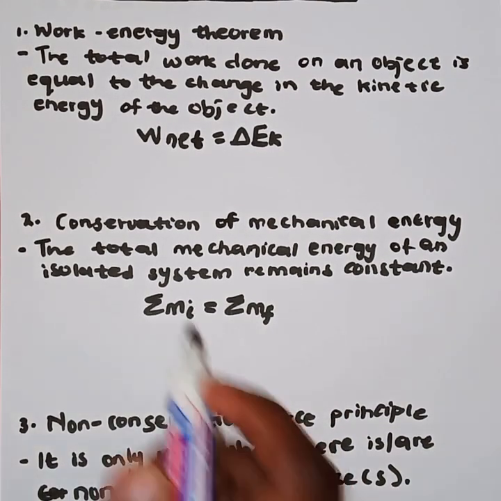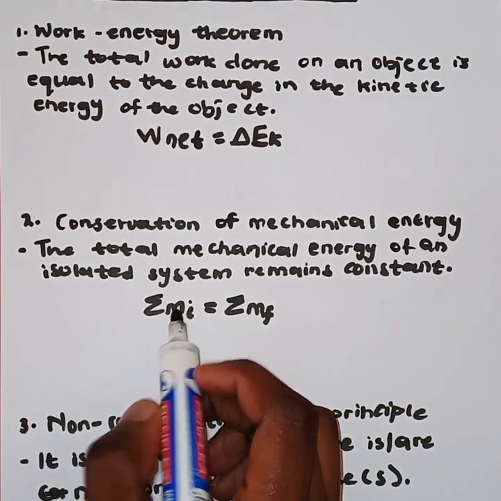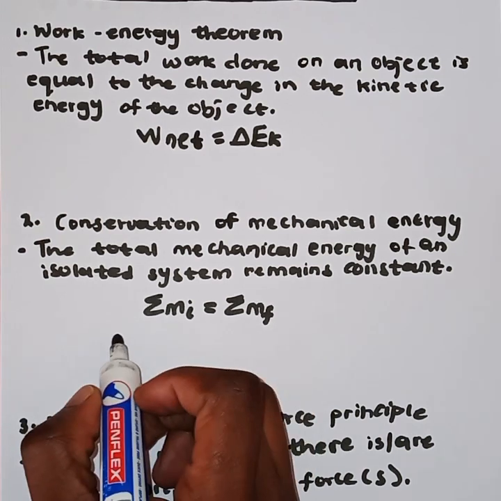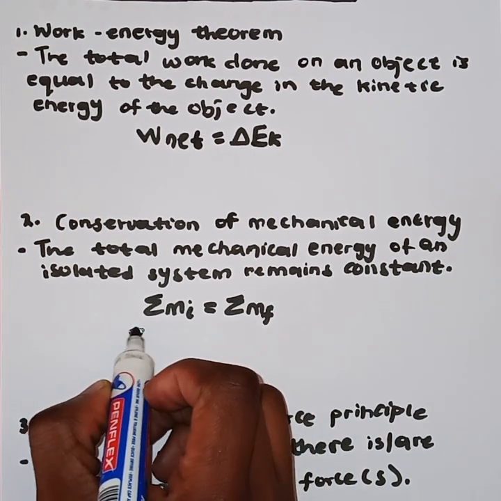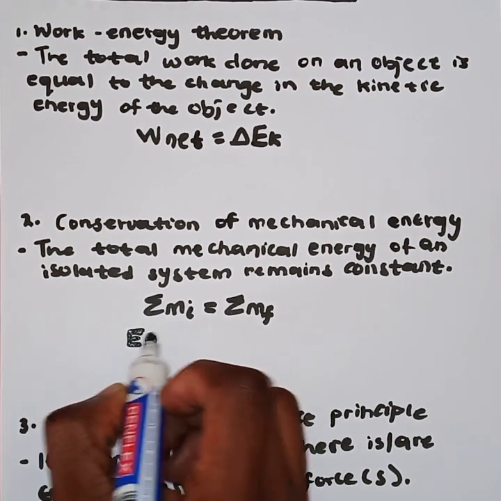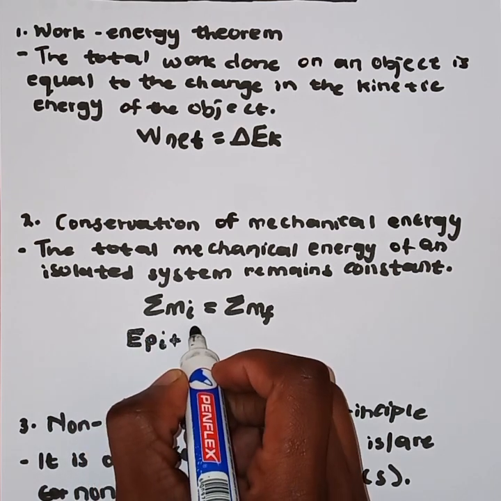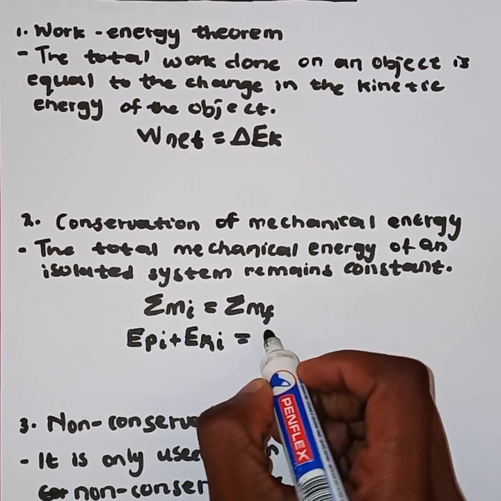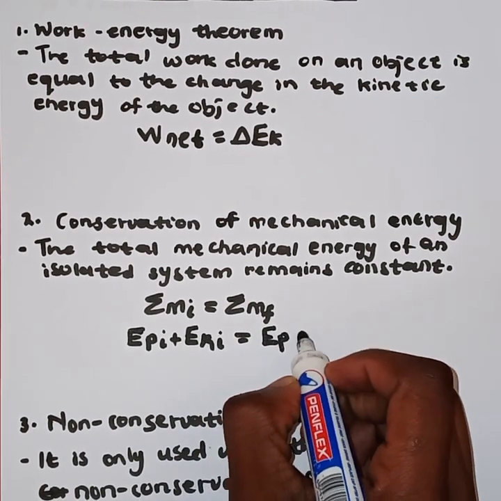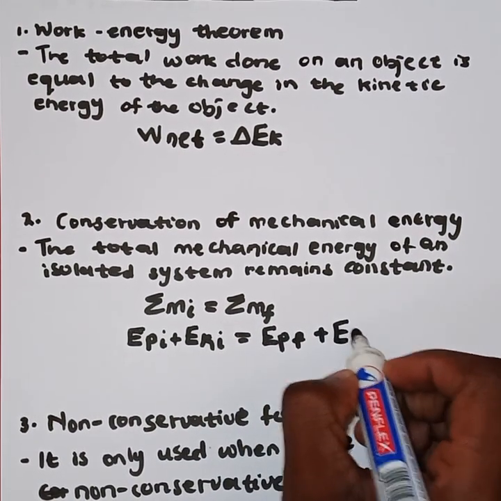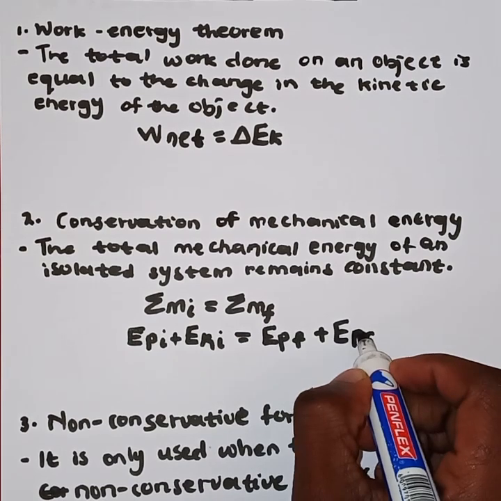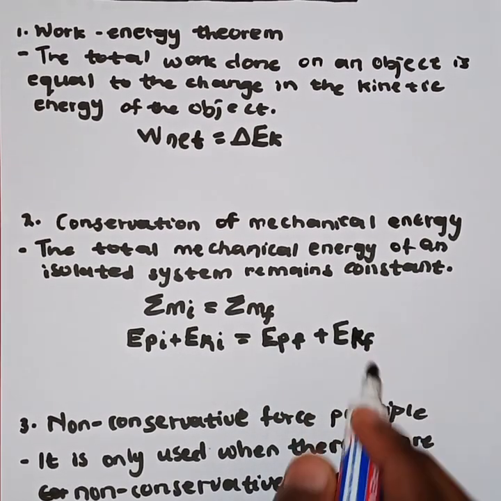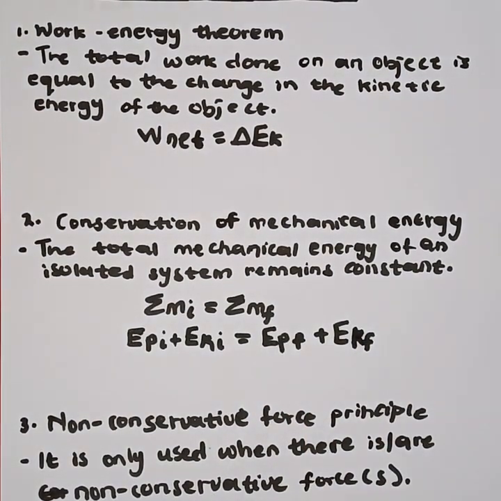Now, we know that mechanical energy is the sum of potential energy and kinetic energy. This is kinetic, this is K. That's how you go about it. Now, let's go to the third one.